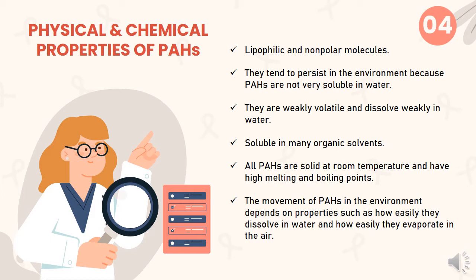The second one, they tend to persist in the environment because PAHs are not very soluble in water. They are weakly volatile and dissolve slowly in water. This is because the solubility of PAHs in water is inversely proportional to the number of rings they contain. So, if the number of rings is high, then the solubility will decrease. Next, PAHs are soluble in many organic solvents. All PAHs are solid at room temperature and have high melting and boiling points.